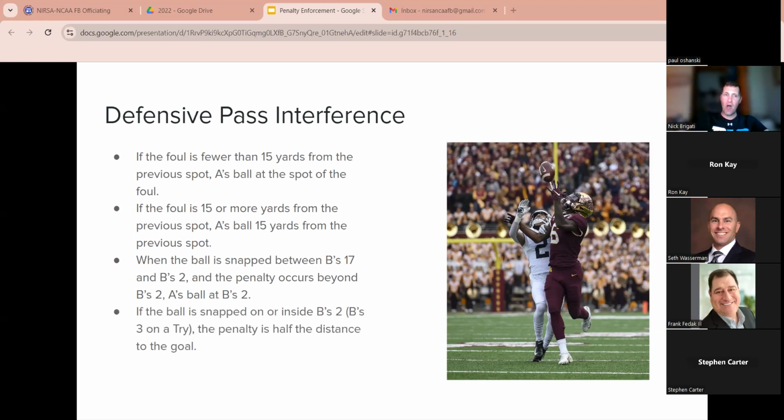But if we're snapped on or inside B's 2, or on a try from B's 3-yard line, and we have defensive pass interference, we would go half the distance to the goal in those cases in the event that the foul occurred beyond half the distance to the goal from that spot.